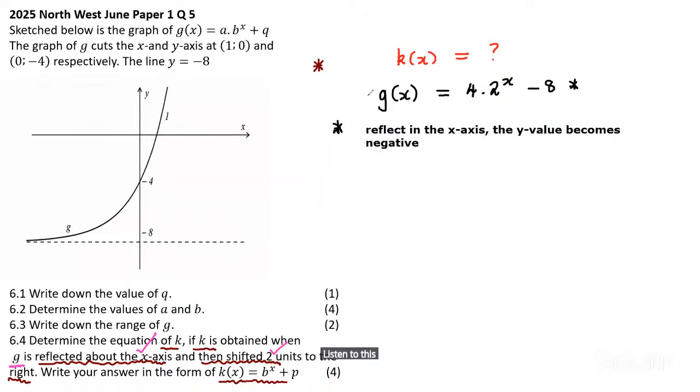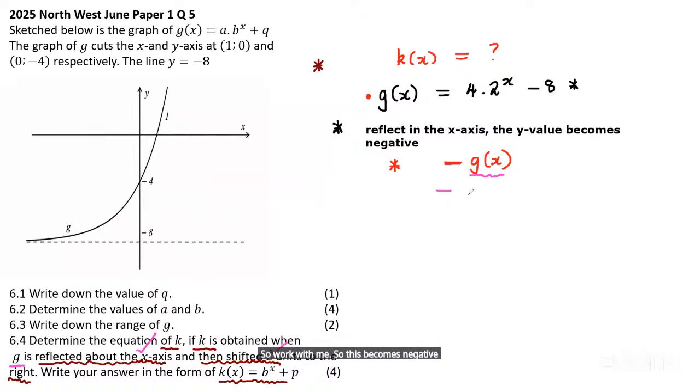Listen to this. We have g of x. That's my y, g of x. So when I reflect in the x-axis, it means that g of x becomes negative. The y value becomes negative. I can write it as negative g of x, negative y value. g of x is my y value, negative. Reflect in the x-axis, y becomes negative. So work with me. So this becomes negative.